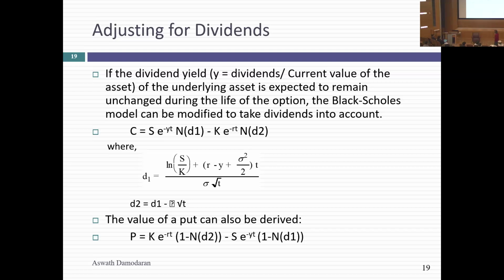So in the D1 and D2, you'll now see a dividend yield. So if you're paying a 5% interest rate and you have a 2% dividend yield, it's only the 3% you got to come up with. It's called a carrying cost. So that's the first adjustment.